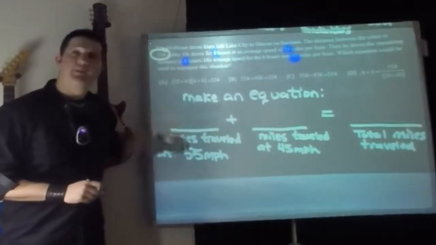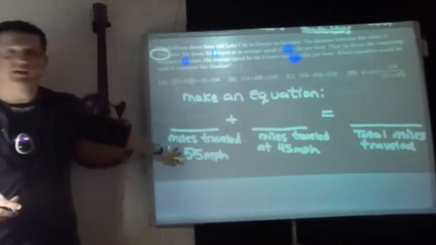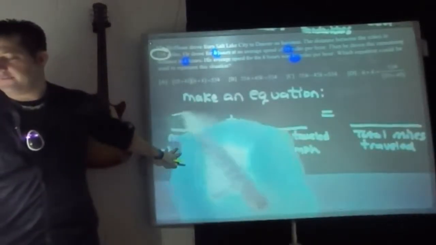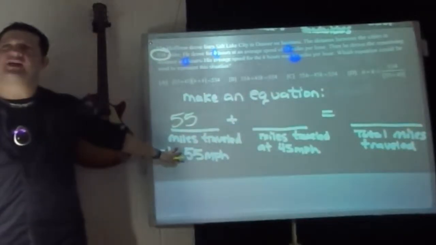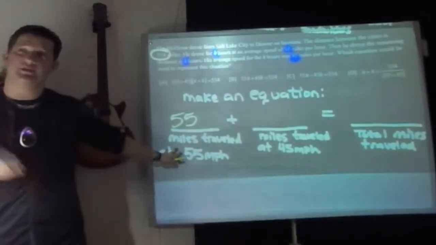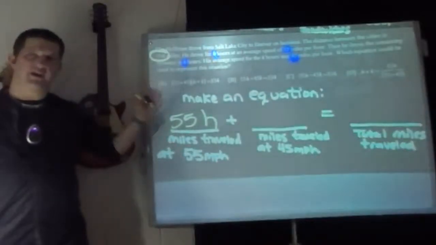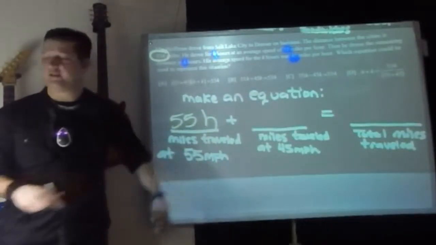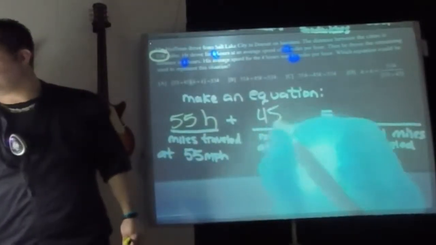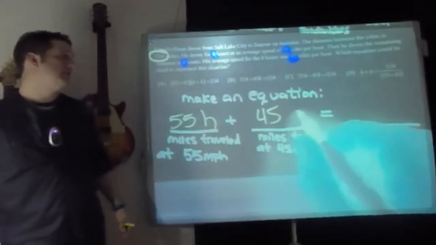Here we go. Miles that he got going 55. So he got 55 miles every hour. And how many hours did he spend doing this? H. I don't know if that was 1. I don't know if that was 15. I don't know. Then he spent the rest of his time going 45, and he did that for how many hours?